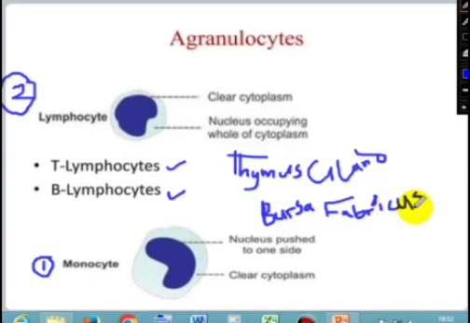You understand what I mean by birds? Not the one you lie down at home, the ones flying in the air. Yes. So these B lymphocytes were first discovered in the bursa of Fabricius in birds. Hence, the name B lymphocyte. Okay?